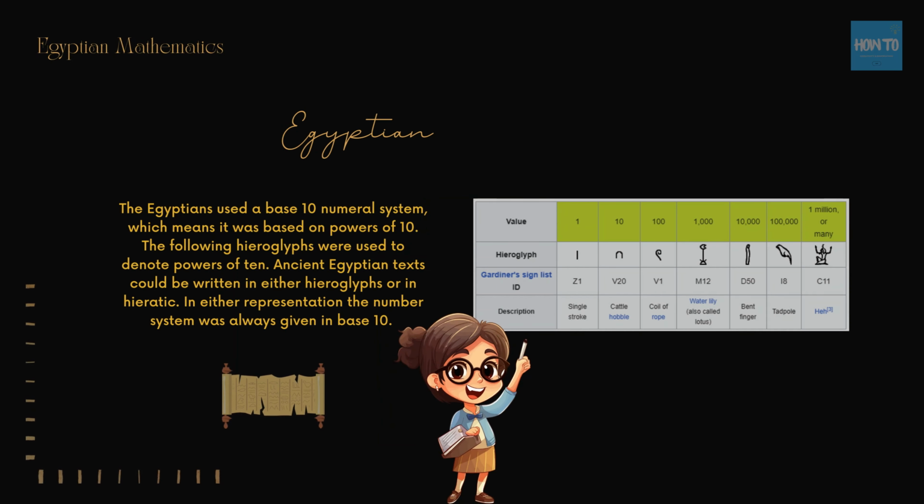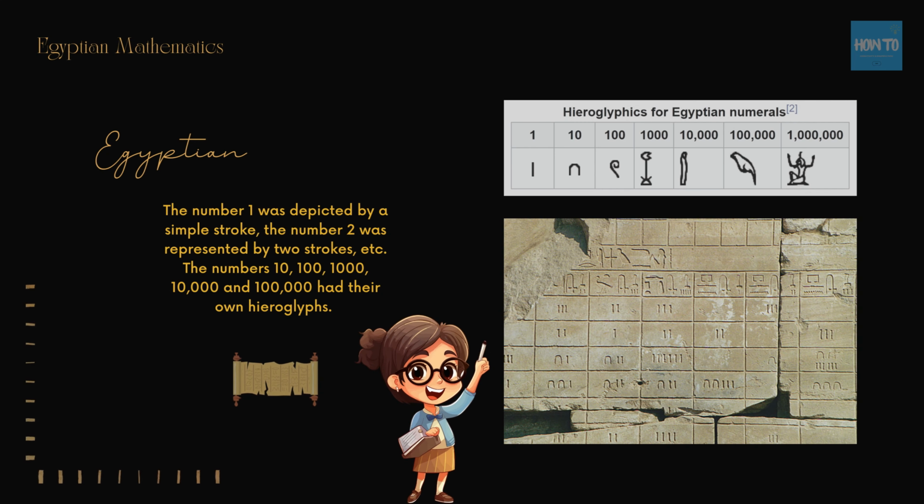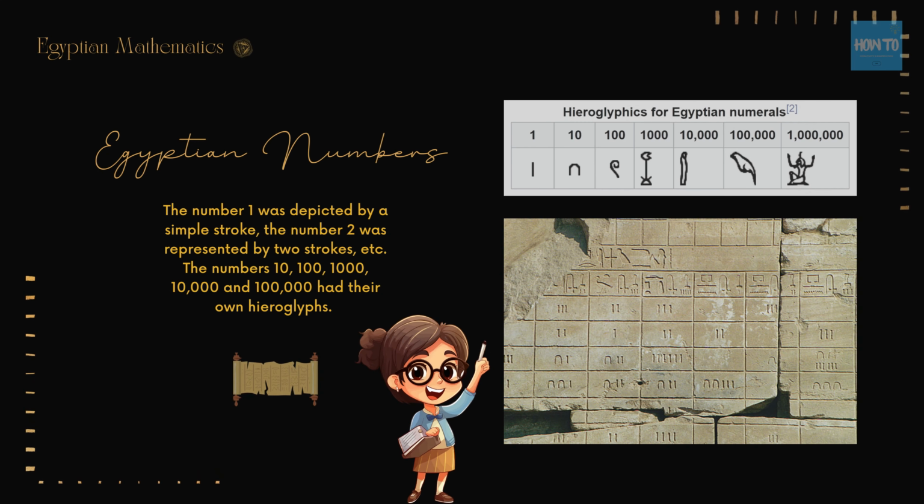The Egyptians used a base 10 numeral system, which means it was based on powers of 10. The following hieroglyphs were used to denote powers of 10. Ancient Egyptian texts could be written in either hieroglyphs or in hieratic. In either representation, the number system was always given in base 10. The number 1 was depicted by a simple stroke. The number 2 was represented by 2 strokes, etc. The numbers 10, 100, 1,000, 10,000, and 100,000 had their own hieroglyphs.